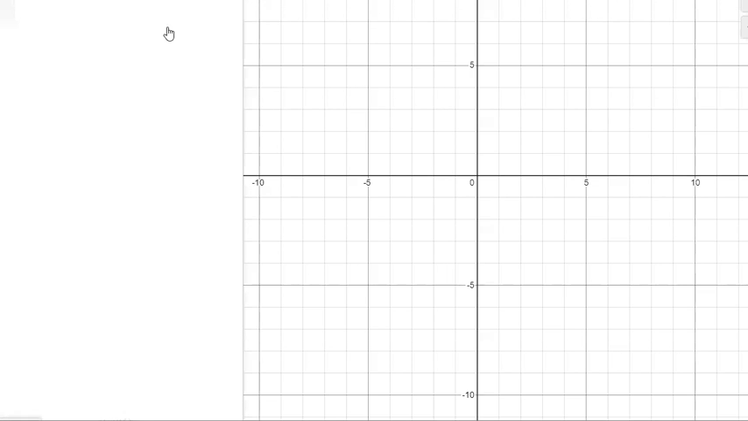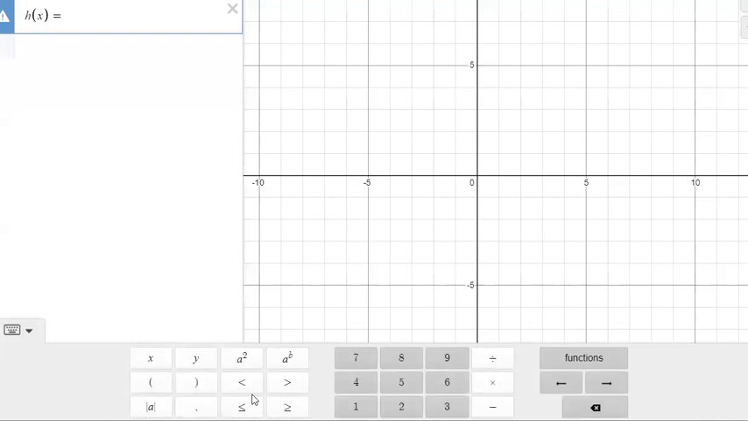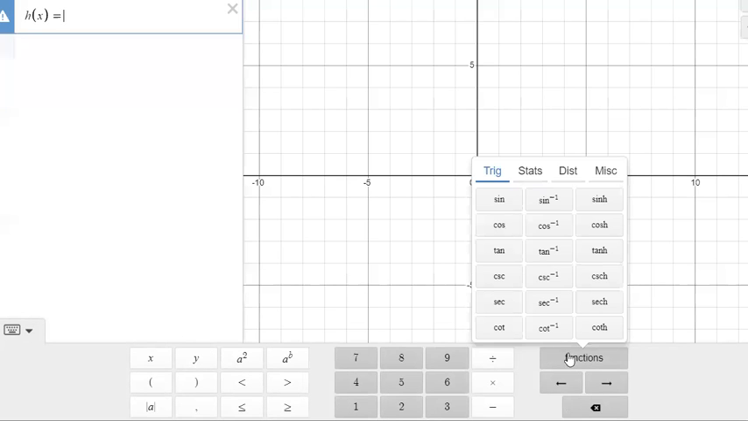Okay, so here I have my graphing calculator. On the left side, I'm going to put in my first function, h of x. And h of x is going to be equal to the cube root of x plus 5. Now, since I don't really have a cube root button on my keyboard, there is a keyboard at the bottom of the screen that I'm going to pull up, and it's going to have many more functions for you to choose from. So I'm going to go over here to where it says functions, and I'm going to find the cube root.